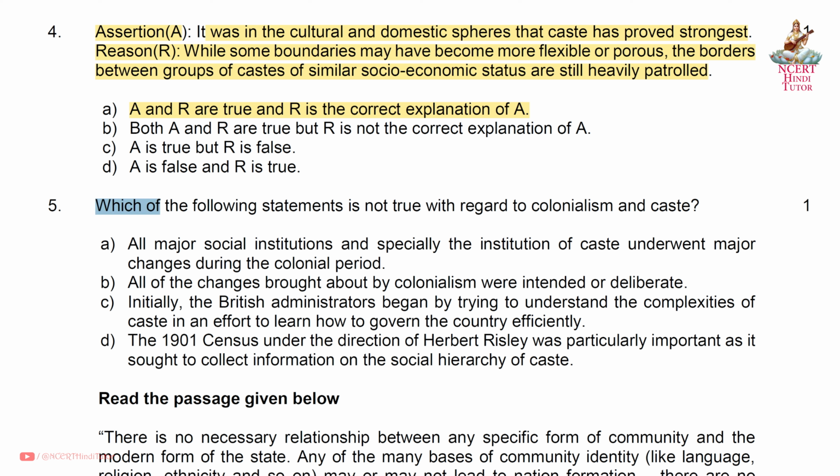Question 5. Which of the following statements is not true with regard to colonialism and caste? Answer B. All of the changes brought about by colonialism were intended or deliberate.